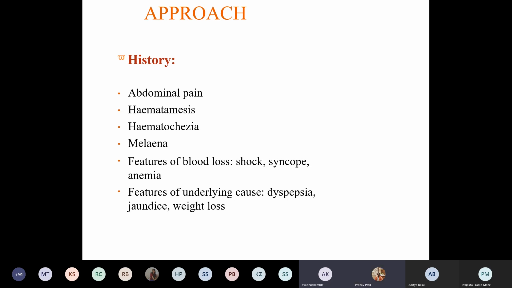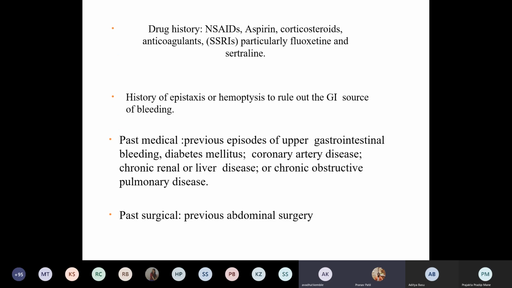Most of the times the patient may present with shock, syncope, or anemia, or whether there are features of underlying causes like dyspepsia, jaundice, and weight loss. So history is one of the most important things whenever you are dealing with upper GI bleeding.